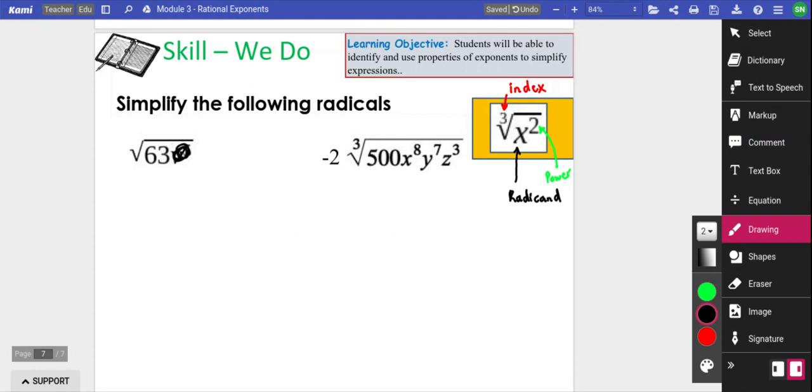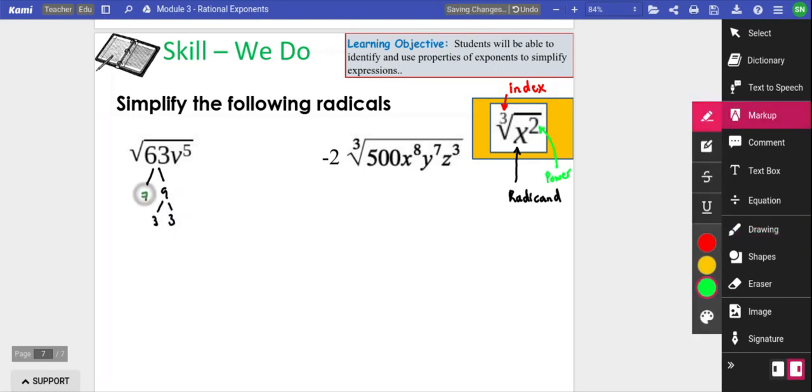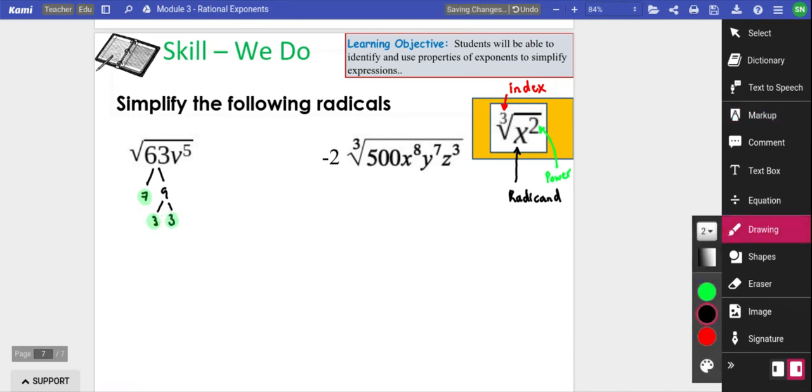Pretend for now that v to the first power is not there and solve it like you would if there were no letters. 63, let's break it down into its smallest factors. 7 times 9 is 63. 7 is a prime number, so we stop there on that side. 9 is 3 times 3. Therefore, 7, 3, and 3 are the leaves in this problem. Let's write them down in exponential notation: 3 to the second power times 7.